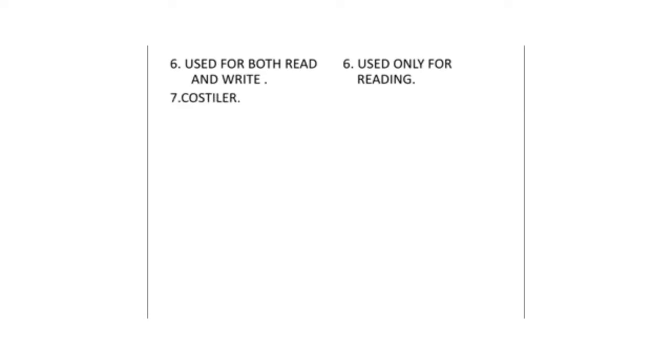RAM is costlier. That means RAM is very expensive. If we go to the market to buy RAM, it is very expensive. We cannot afford it easily. Whereas ROM is cheaper than RAM. That means ROM is cheaper. We can afford it, we can buy it easily.